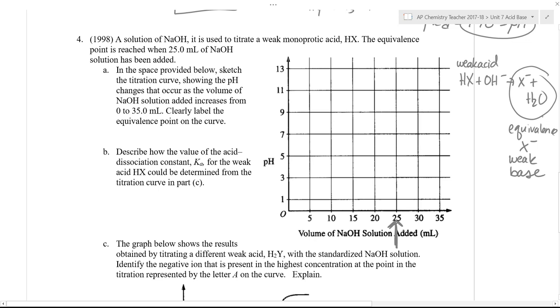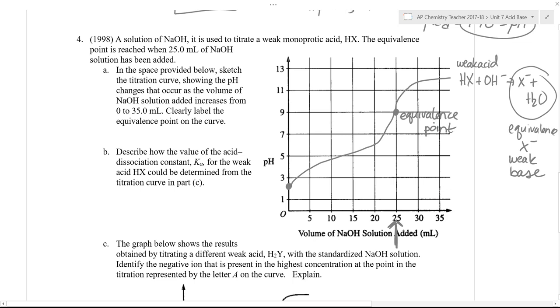So right now, let's see, I'm starting out with a weak acid, so the pH is going to start low. So let's pick something down here. It's going to start low. And at the equivalence point, which they tell us is 25 mL, the pH should be somewhere above 7, which I'm going to choose right up here. And then our graph is going to look a little bit like this, and then it will level off up here. And they asked us to label the equivalence point, so I'm going to stop and label that.